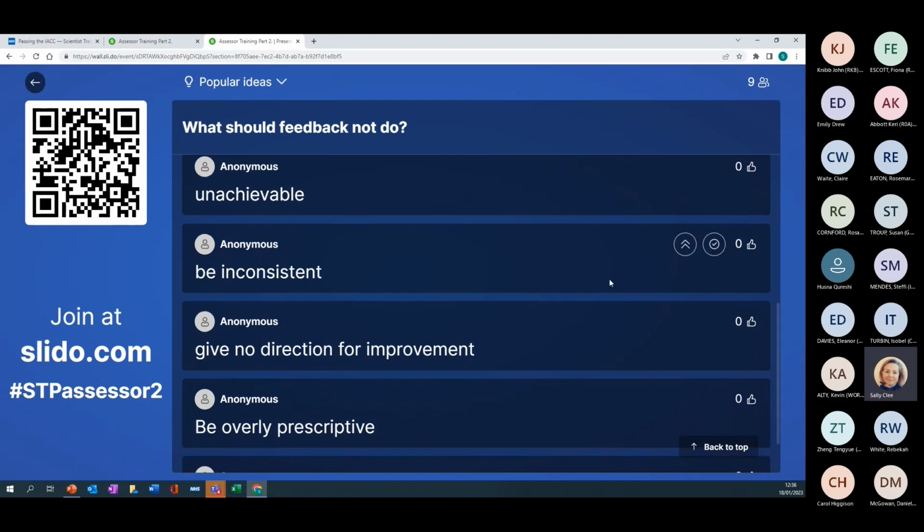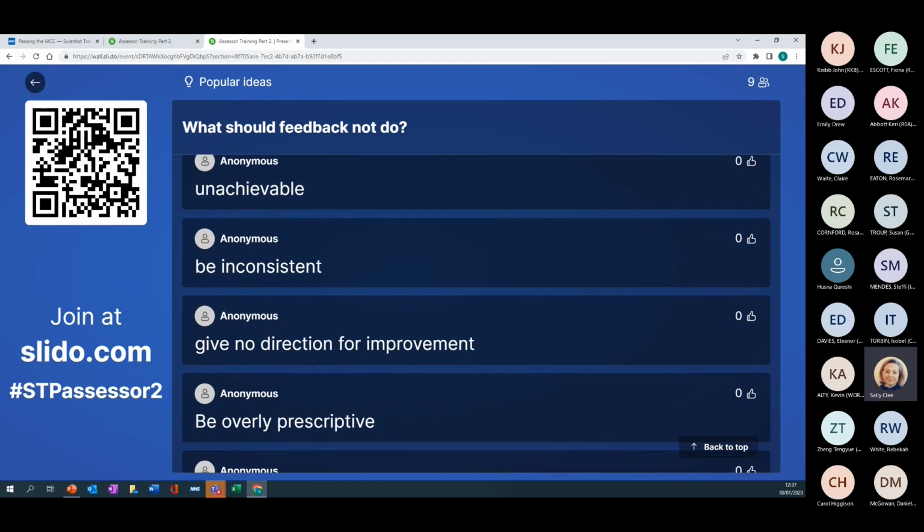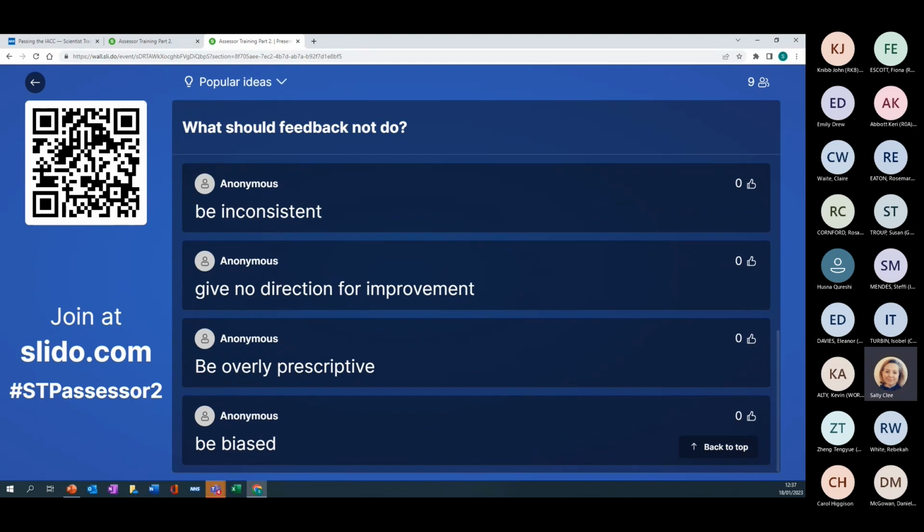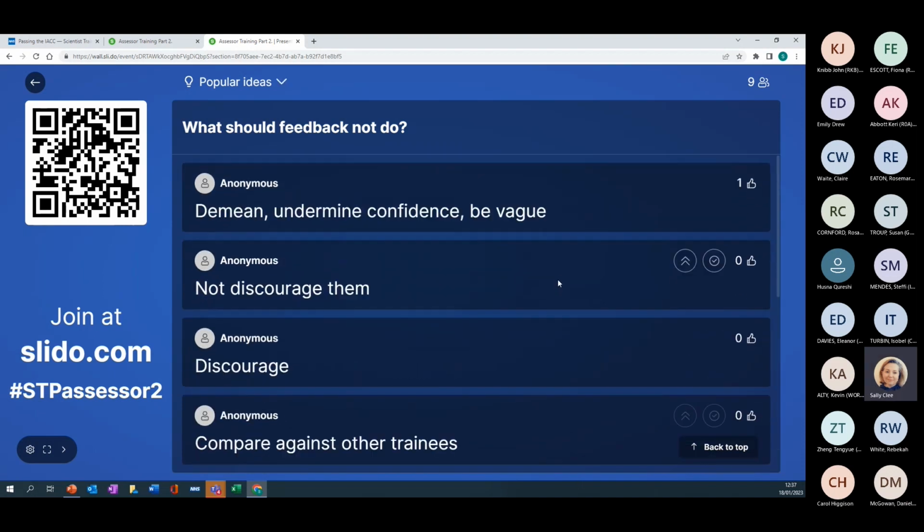Unachievable, definitely. Being consistent, it's a really good one. Give no direction for improvement. Be overly prescriptive, yeah. Or be biased. Yeah, good. Excellent. Okay.